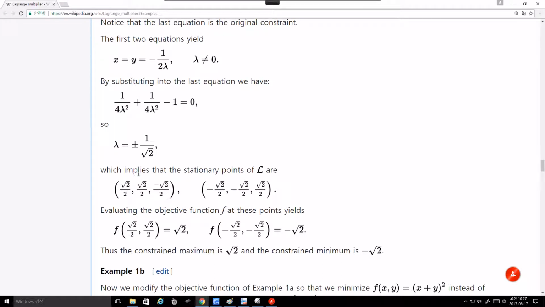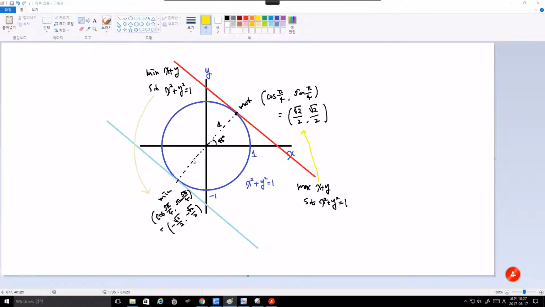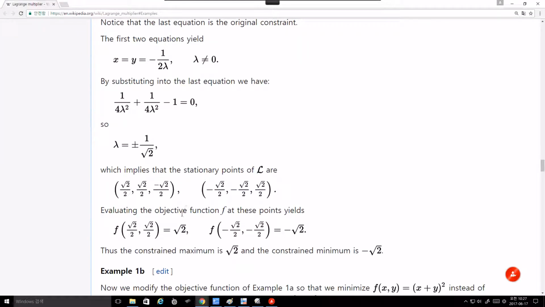This implies that the stationary points of the Lagrangian are either this one or this one, so we have two solutions. The last value is the value of the Lagrangian. Clearly this point corresponds to this one, and this point corresponds to this one. Evaluating the objective function f at this point, it is root 2, and if we put the other point into the objective function x plus y, then it's minus root 2. Thus, the constrained maximum is root 2, and the constrained minimum is minus root 2.